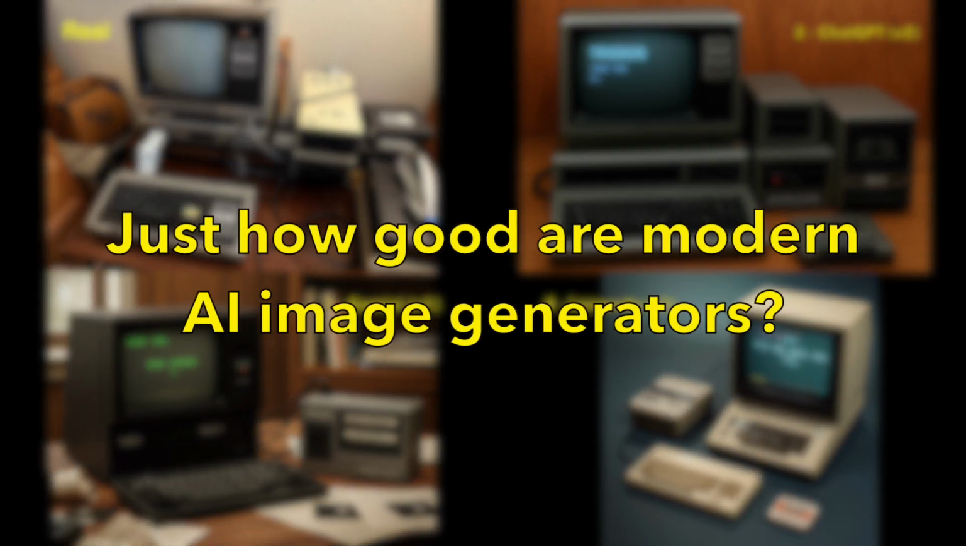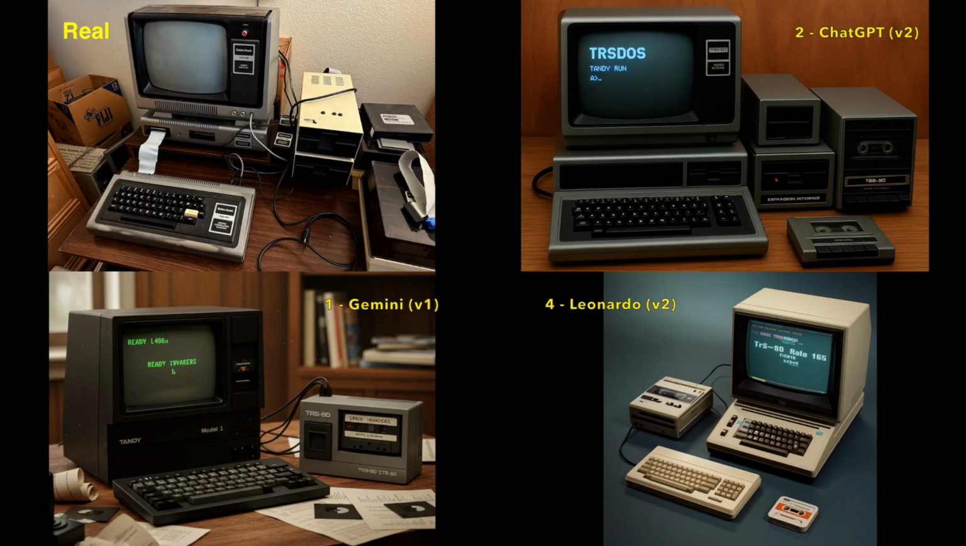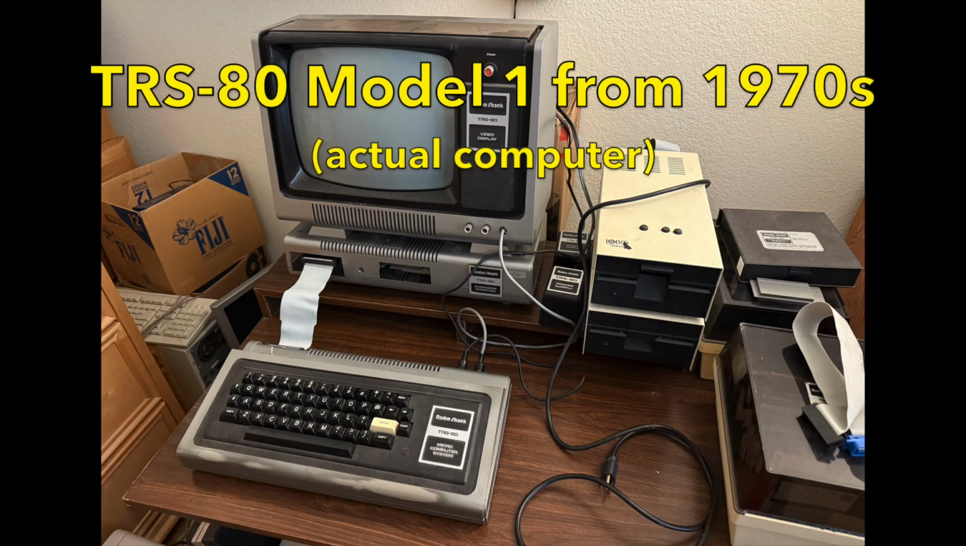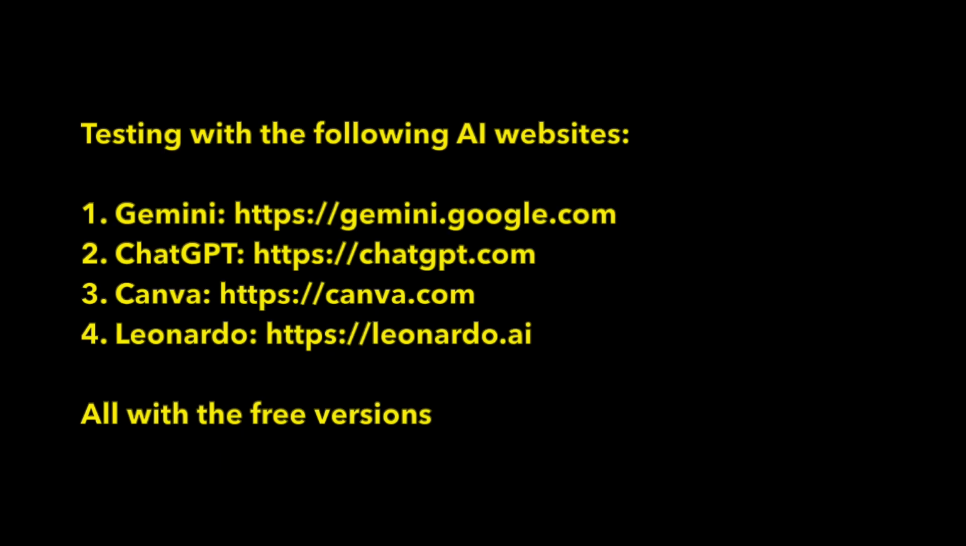Just how good are modern AI image generators? That's a question I asked myself recently, and I decided to try it out. So in front of you here is an actual TRS-80 Model 1 from the 1970s, and here's another view that includes the cassette deck. I decided to use these four AI engines, Gemini, ChatGPT, Canva, and Leonardo, all with the free versions. So let's see how they do.